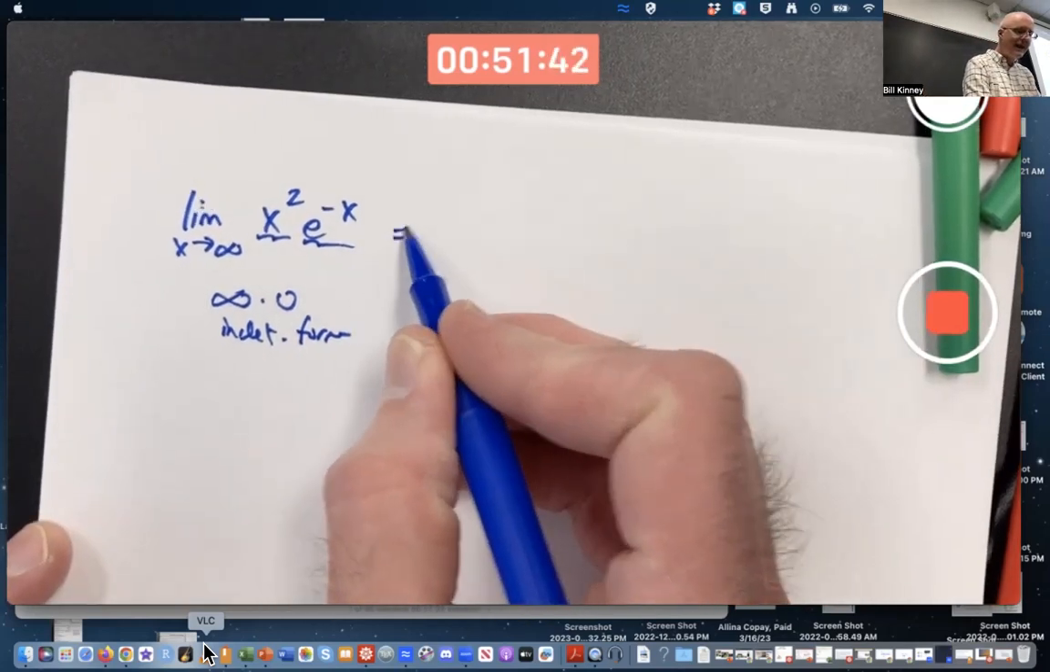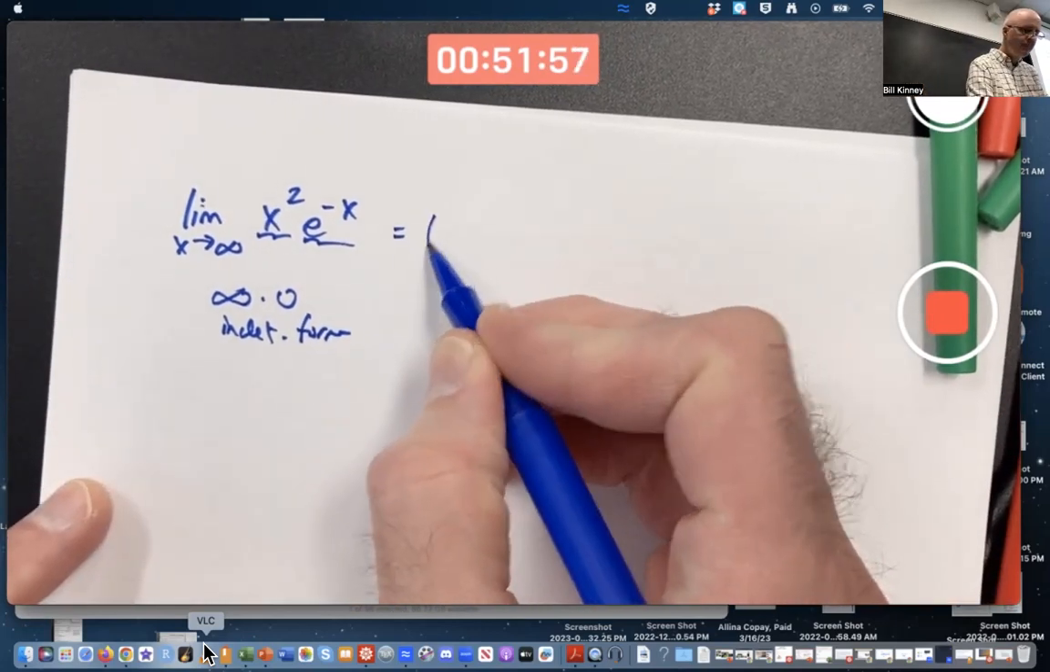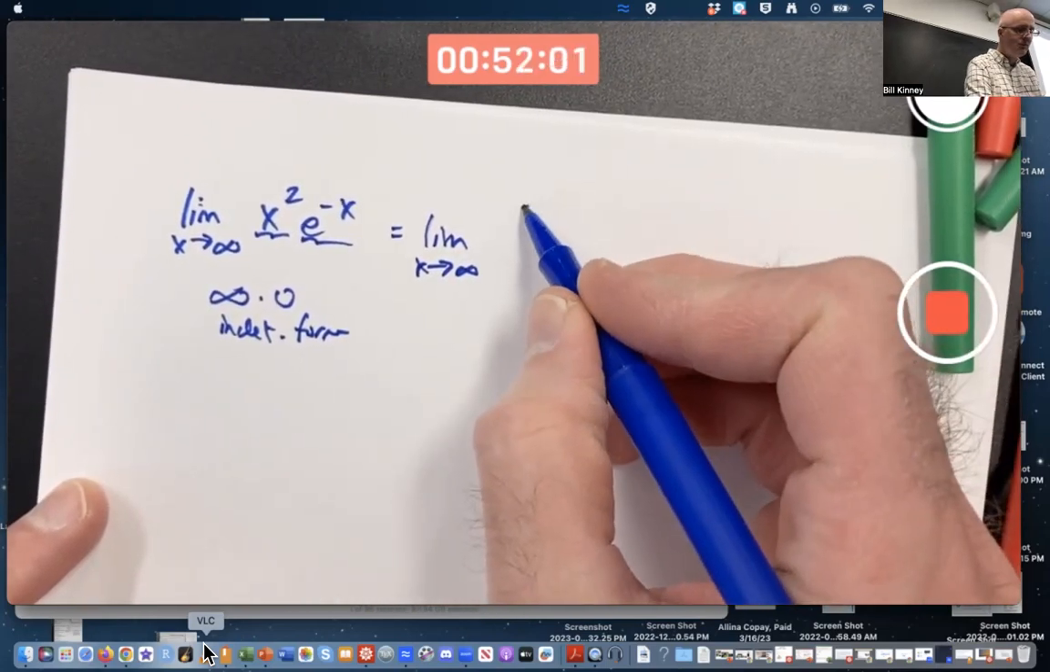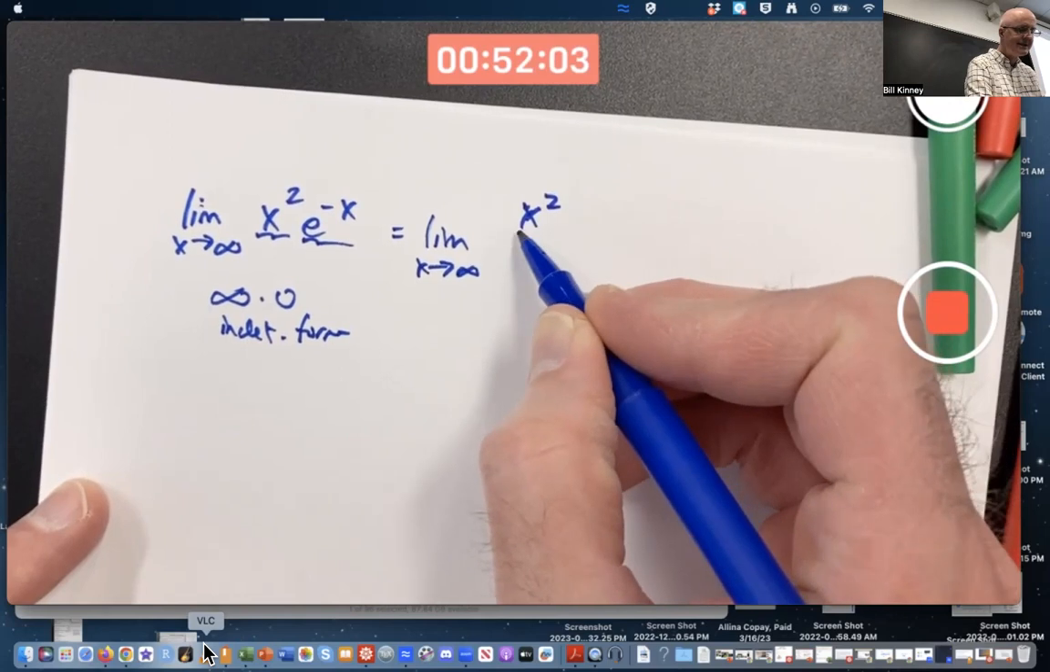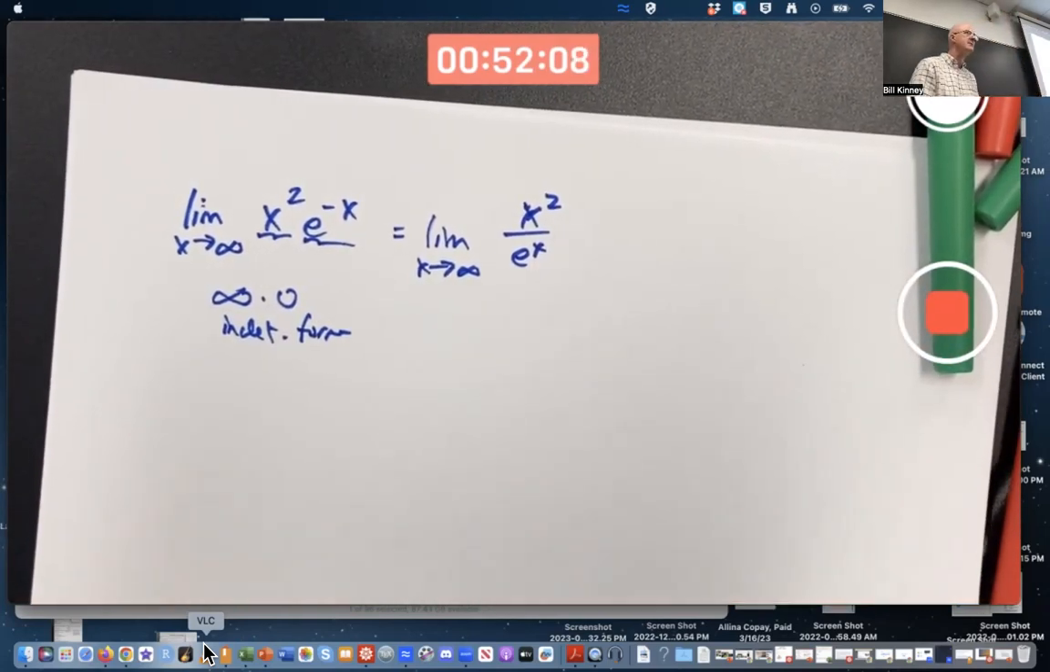When you have an infinity times 0 indeterminate form, the product of two things, one of which is getting big and one of which is getting small, it's best to try to convert it to a fraction, if you can. And in this case, one way to convert this to a fraction is x squared over e to the x, because that's what e to the negative x means, 1 over e to the positive x.